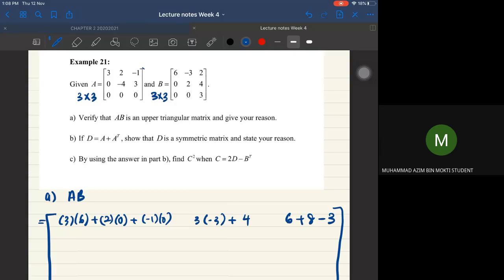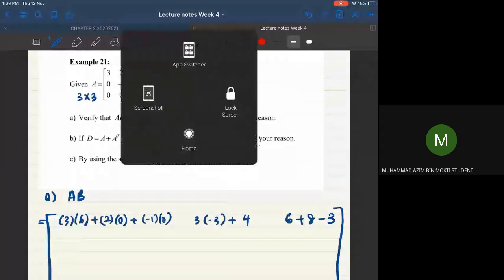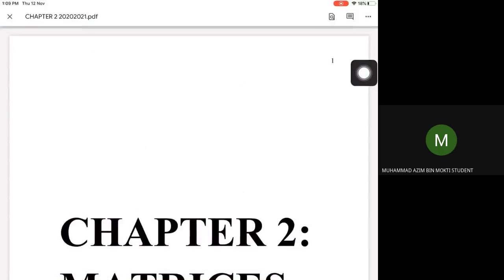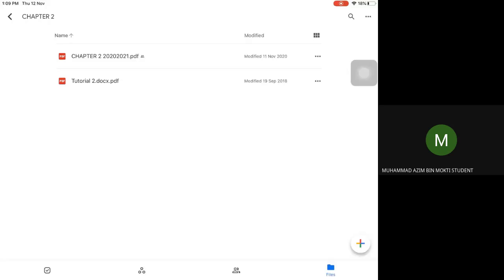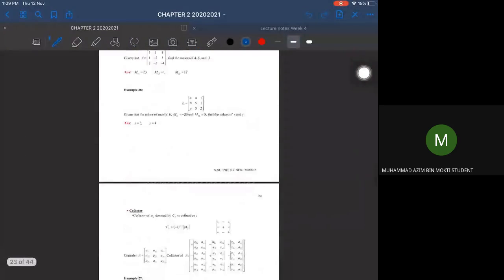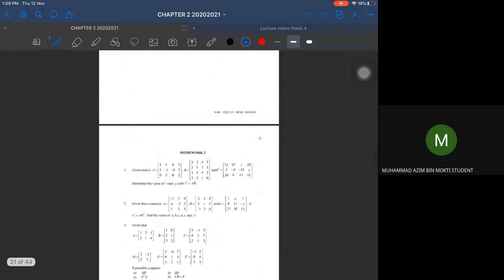Salin dulu matrix tu. Yang ni sebab you nak cari matrix AB. So, you kena buat semua. Pernah keluar dalam midterm past year. Mana drive saya sekejap ya. Tutorial lah. Oh, dekat soalan homework. Awak buat tu, saya jumpa, saya beritahu.